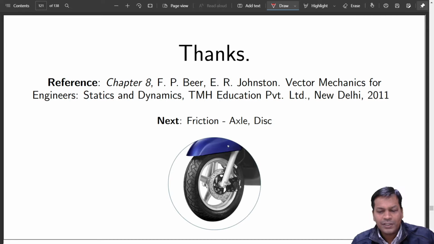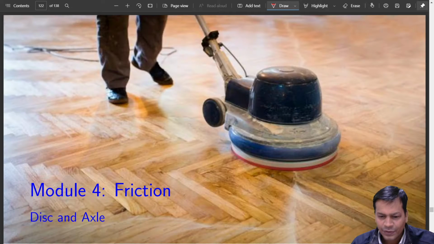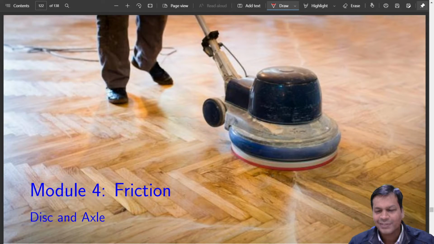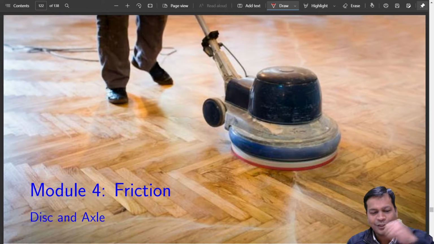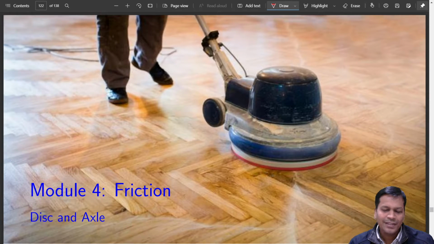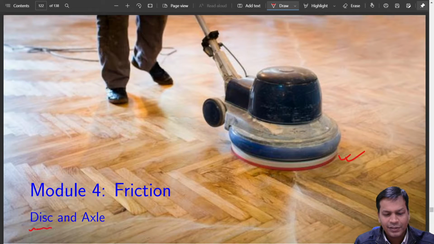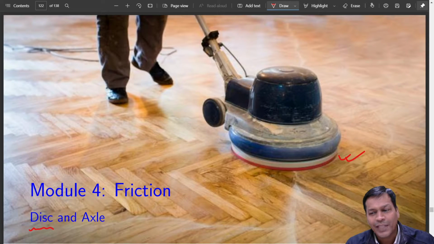Let us start with axle and disc. So this is how it looks like. Where you have seen a disc friction, this is one example of this. Your granite polishing that you do at your home, while construction is at place. So this is a disc friction. Yes, it is there on your disc brake in your cycle also nowadays.